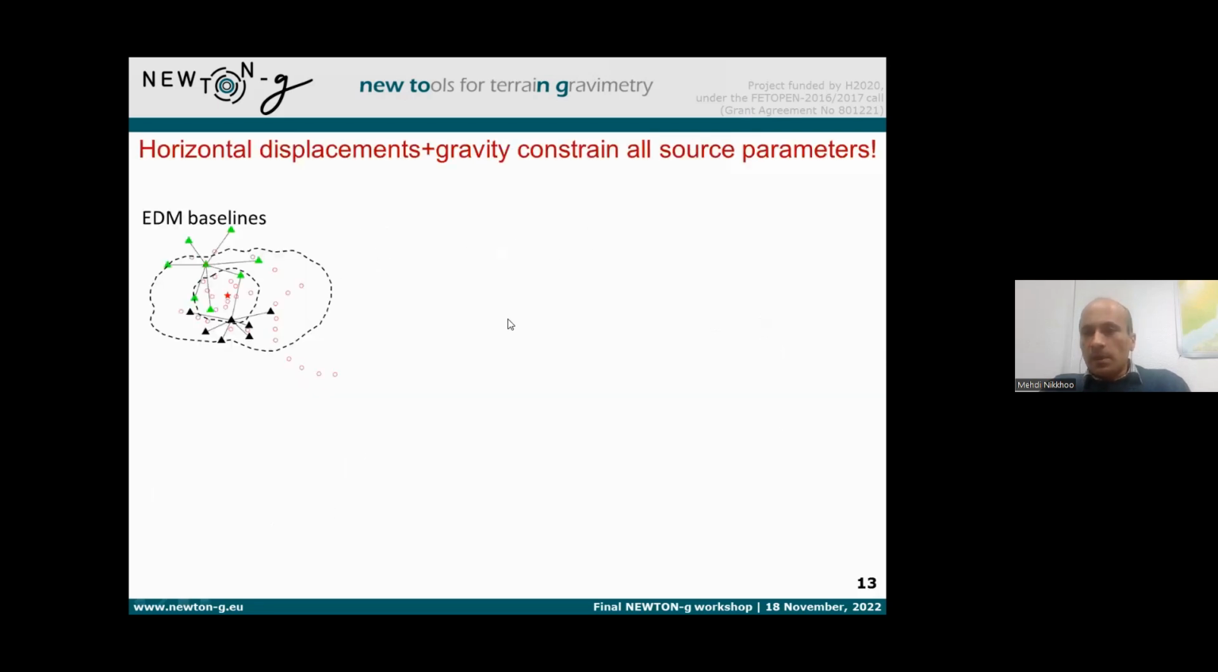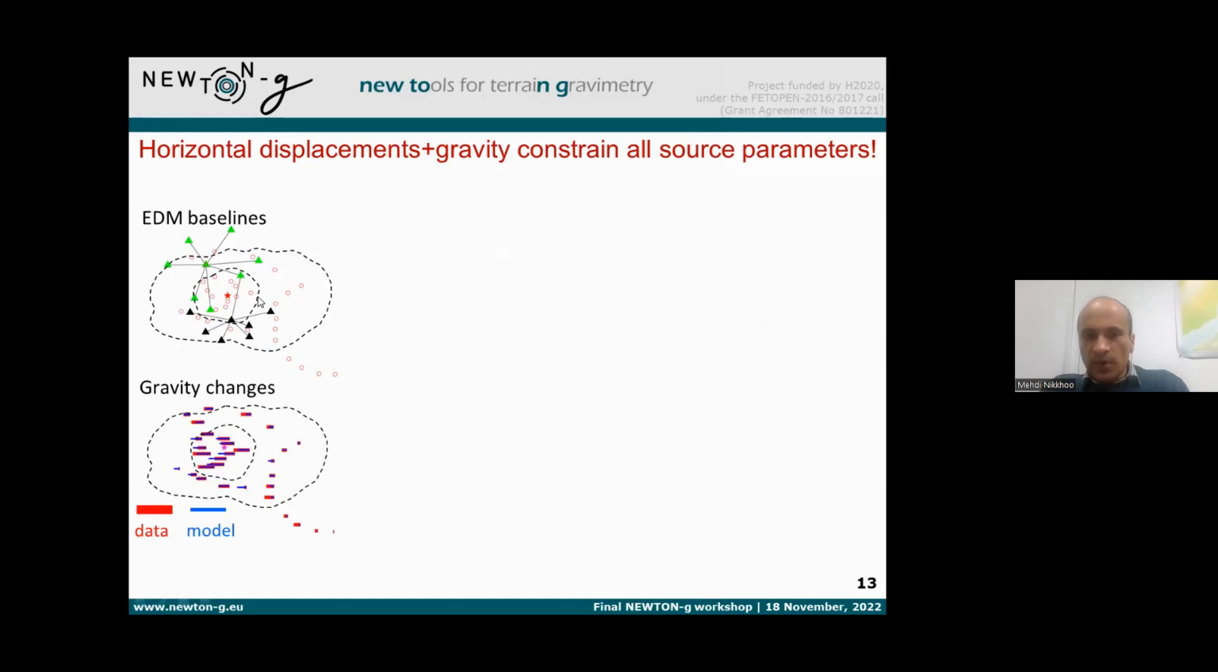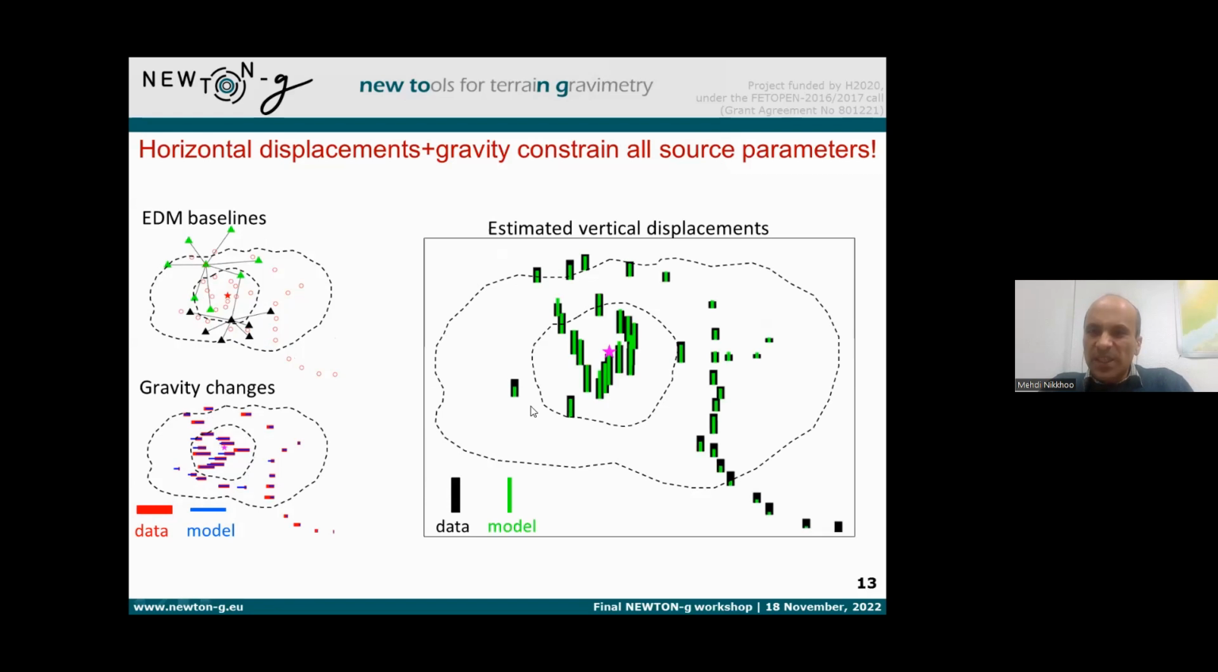And in the end, again, we have the network at Long Valley. We see the fit to the gravity changes. So we have the data and model represented here in this figure. And although we did not use the vertical displacements in the inversion, we can still predict the vertical displacements from the model. And here you see that the predicted vertical displacements show an excellent match to the observed vertical displacements. This is confirming our claim for method 2.